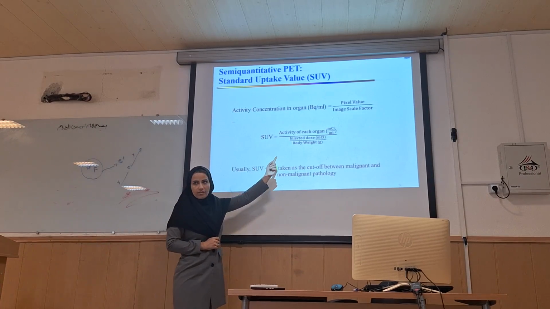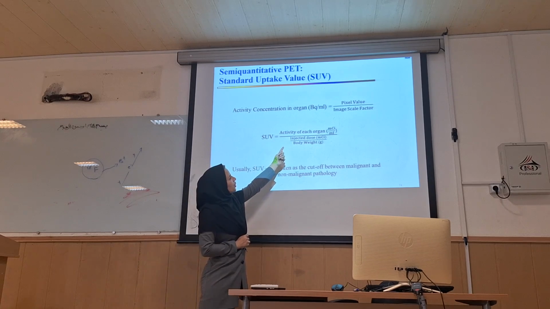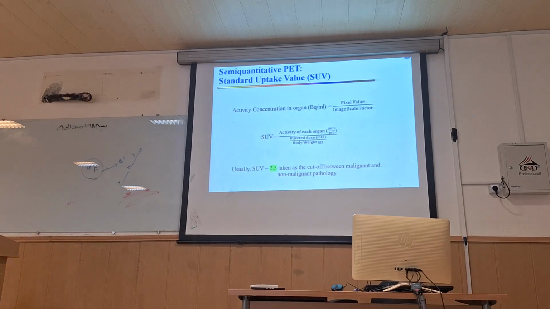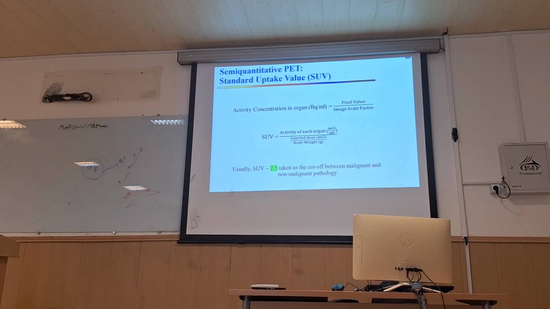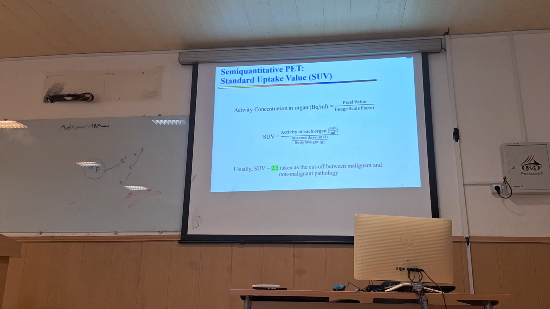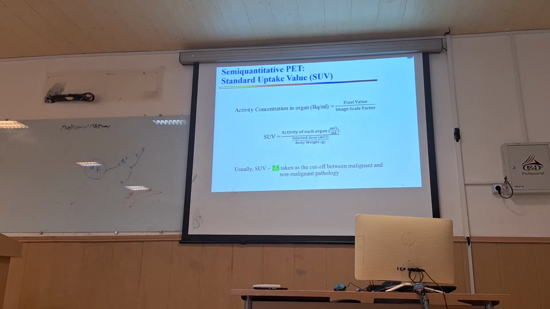The SUV is the activity of each organ divided by the injected dose. I know how much injected dose I give to the patient. At first, I determine the weight of the patient, and I know how much activity I want to inject into the patient. Both of them I know. And after that I take the image in the PET.